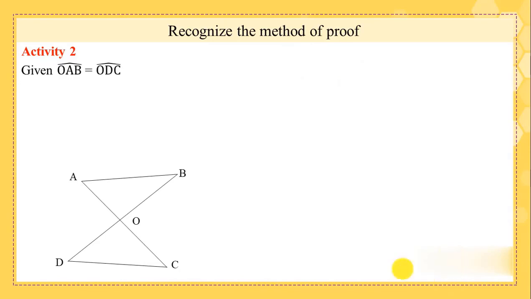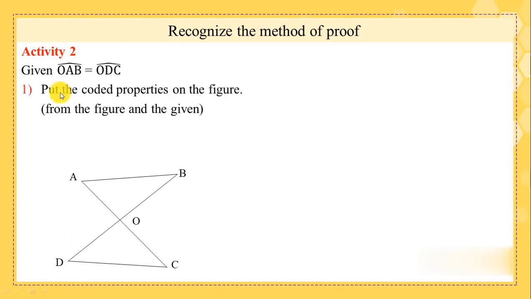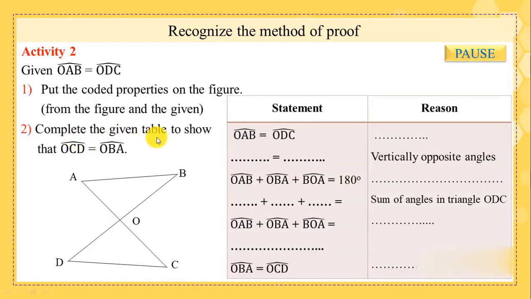Given the figure below, and we have OAB equal to ODC. So angle A is equal to angle D. 1. Put the coded properties on the figure, from the figure and the given. 2. Complete the given table to show that OCD equal to OBA. So it is required to show that OCD, this angle, is equal to OBA, this angle. Please pause the video and try to solve the activity.